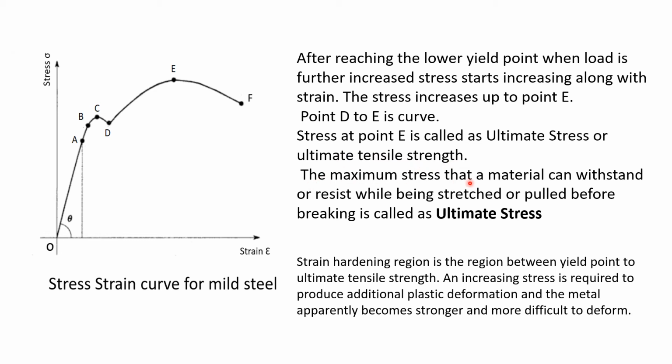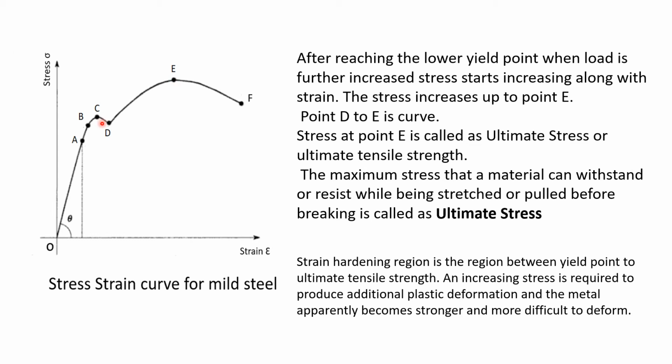The maximum stress that a material can withstand or resist while being stretched or pulled before breaking is called the ultimate stress. So the ultimate stress is the maximum stress which the material can withstand. Here what is important to notice, the upper yield point is down and the ultimate stress is up.